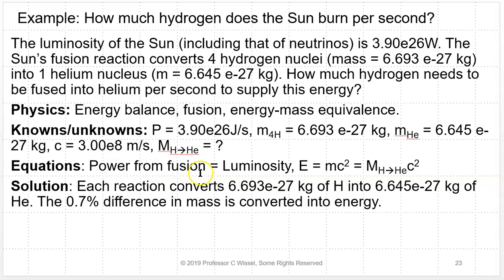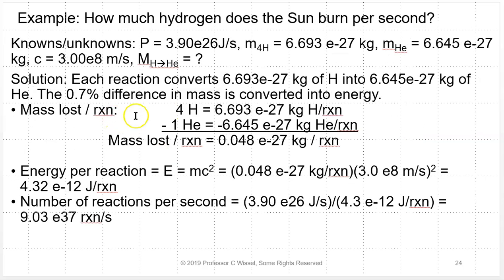The equations are: the power from fusion equals the luminosity, which equals the mass loss rate times c squared. Each reaction converts 6.693 times 10 to the minus 27 kilograms of hydrogen into 6.645 times 10 to the minus 27 kilograms of helium. The 0.7% difference in mass is converted into energy. So the mass loss per reaction is from the 4 hydrogens, that's the 6.693 times 10 to the minus 27 kilograms of hydrogen per reaction.